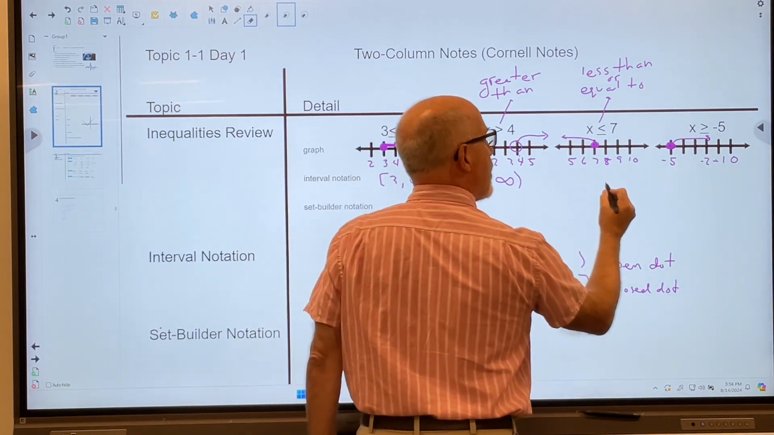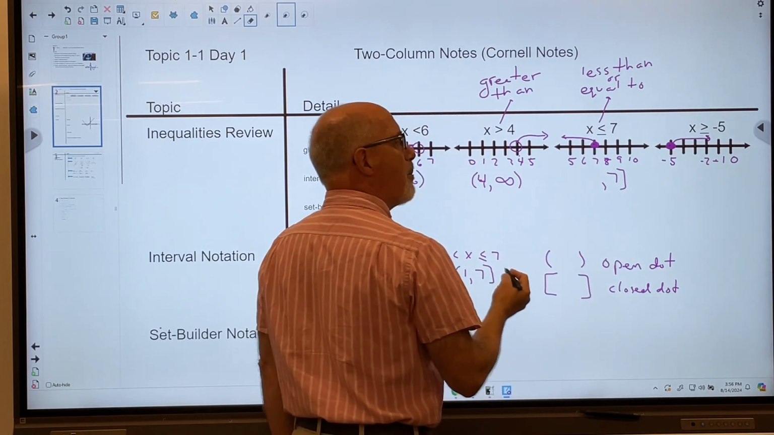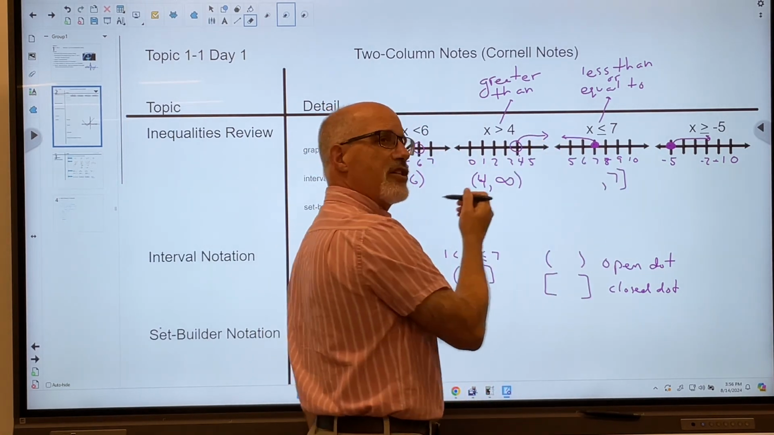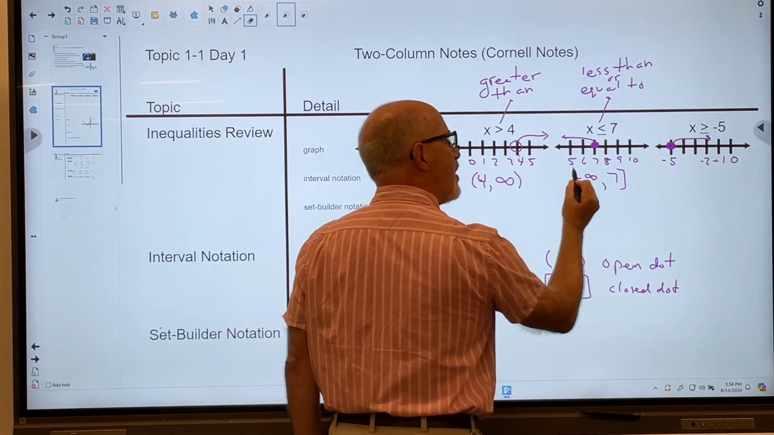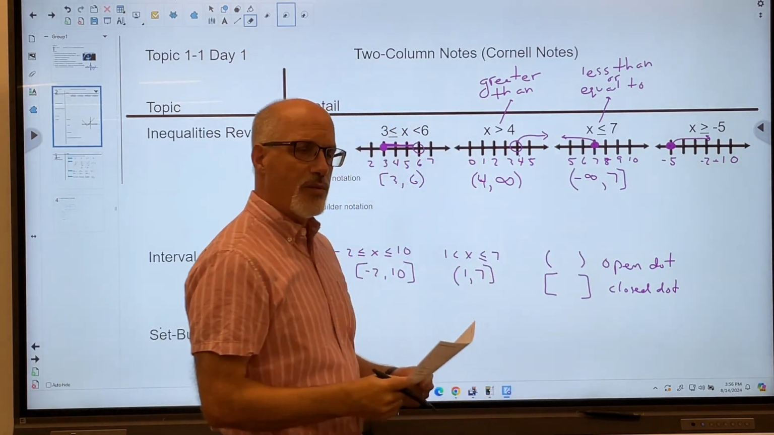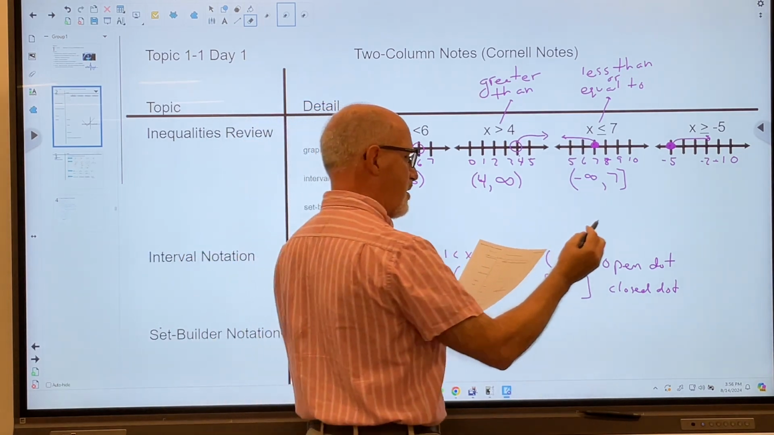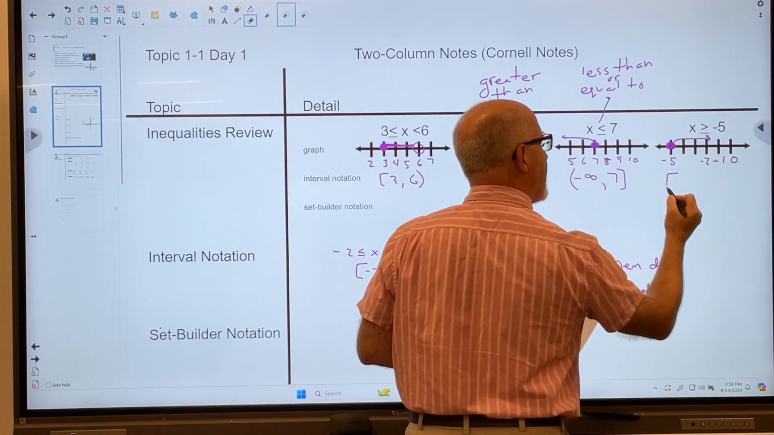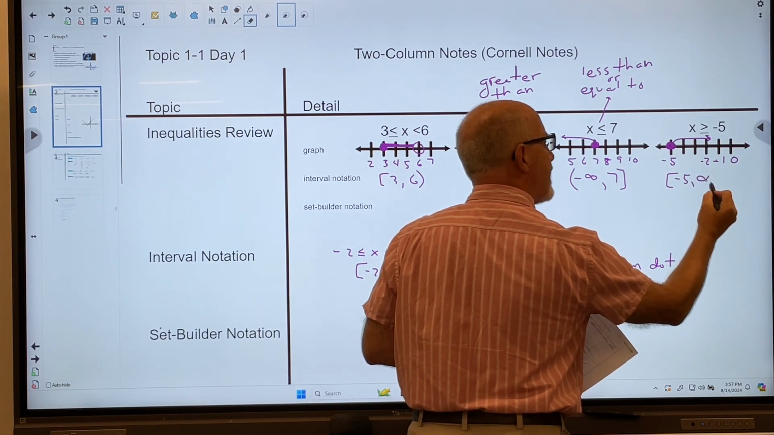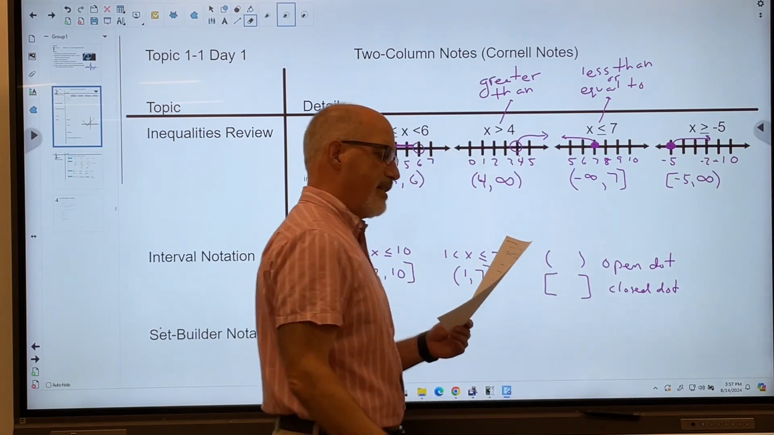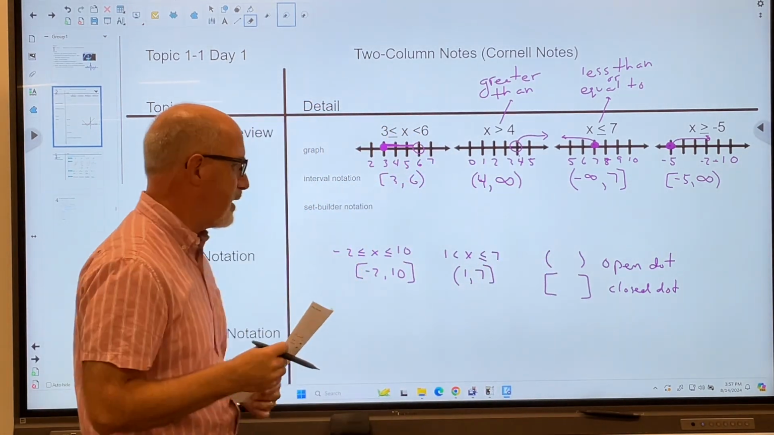Now this one, we end at the 7, so we're gonna put a bracket on it, but we go in a negative direction off to infinity, so we're gonna say it goes off to negative infinity with a parentheses on it because we don't actually get to the negative infinity. And then lastly here, we include the negative 5, so we put a bracket on it, and then we go off to infinity, and so we put a parentheses on the end of that one. So that's interval notation for those inequalities.